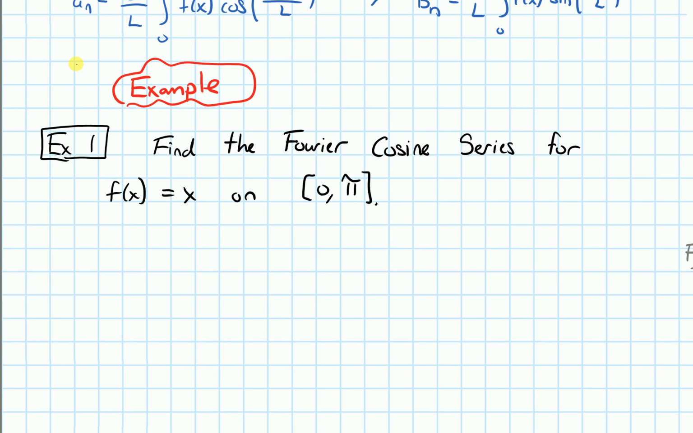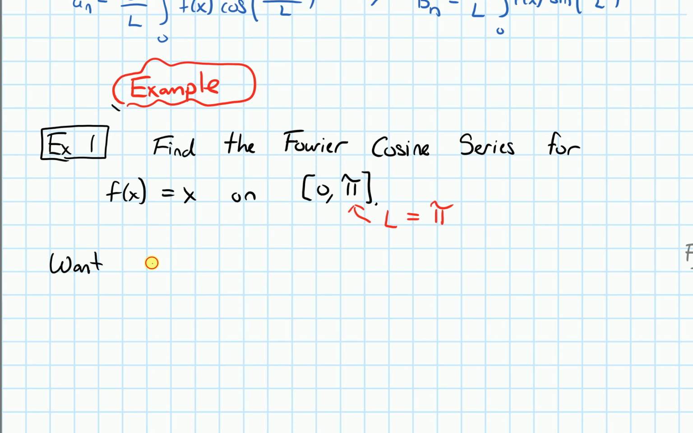In this video, we're going to do an example where we find the Fourier cosine series for the function f of x equals x on the interval from 0 to pi. The pi here is our value of L. So L equals pi.